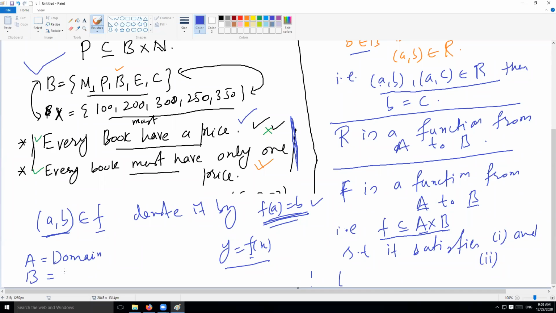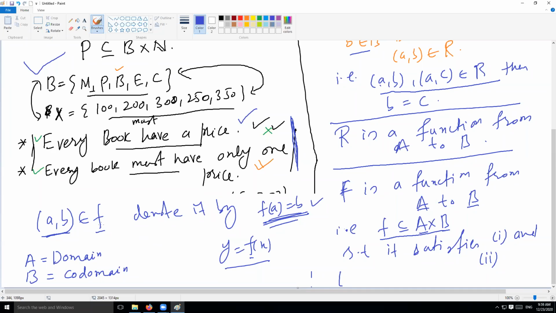That's not range. This is codomain. Codomain. So this is called codomain actually. There's a little difference between domain and codomain actually. Are you getting the point?